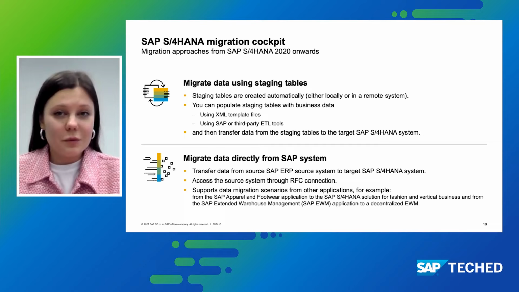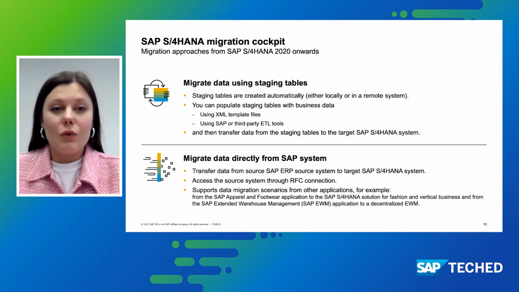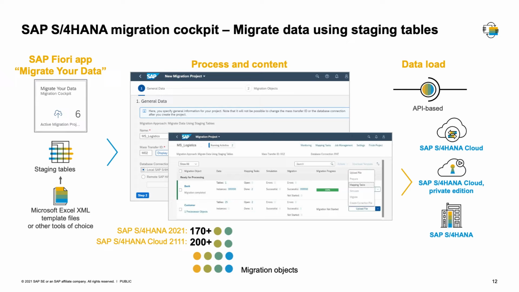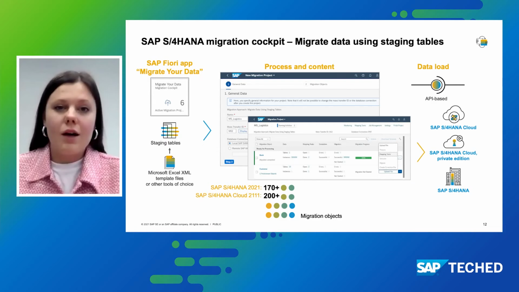In the next slides, we will focus on Migrate Data using staging tables. And afterwards, I will hand over to my colleague, Heike. How to migrate data using staging tables? First of all, you start Migration Cockpit by clicking Fiori app, Migrate Your Data. Then you already know that the staging tables are created automatically. And then you fill the staging tables with the data using XML or other tools of choice. Afterwards, you process your data.